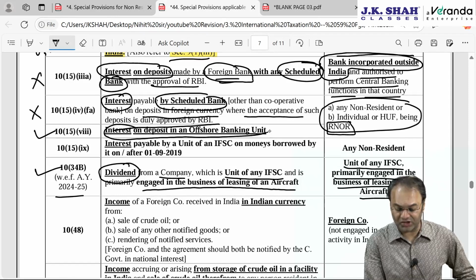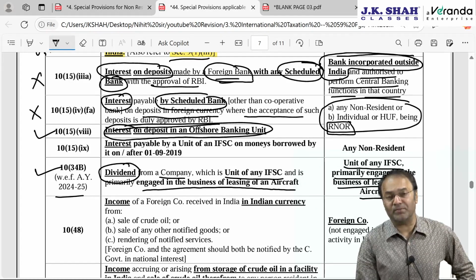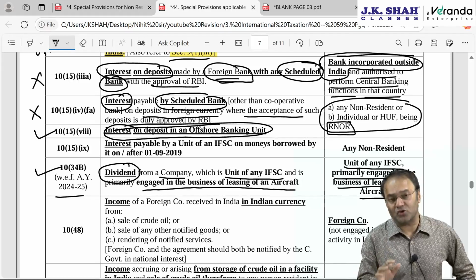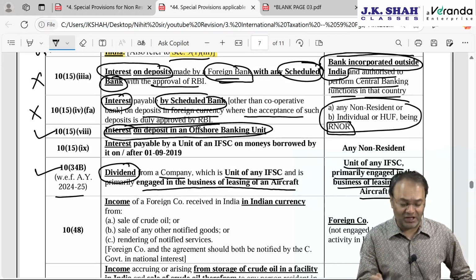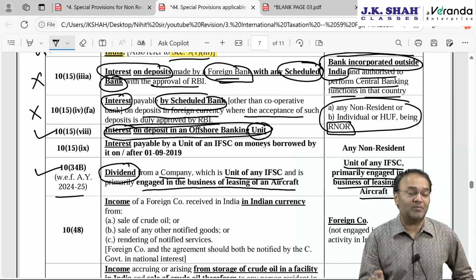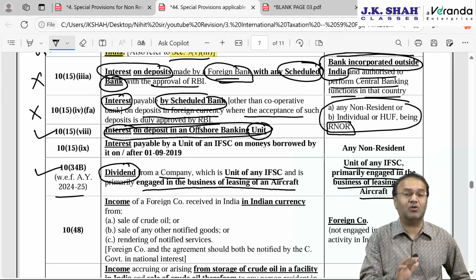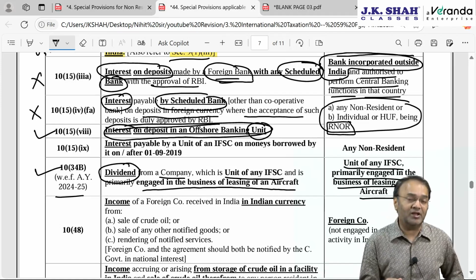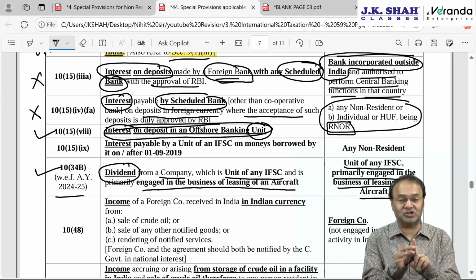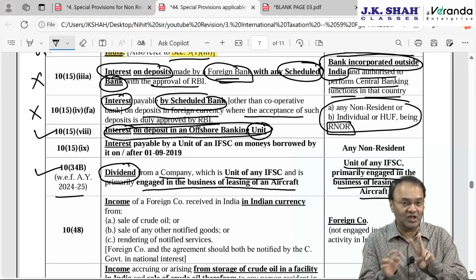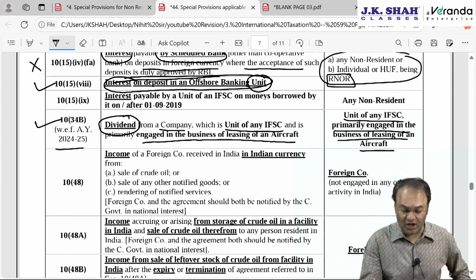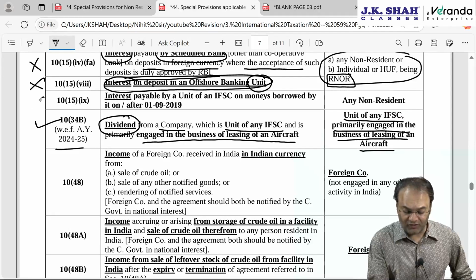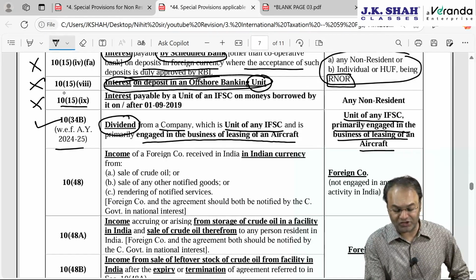Interest on deposits of an offshore banking company. Offshore technically means outside of India, but here offshore does not mean outside of India. Offshore banking unit, unit means branch. Such a banking branch which is located in India only, but it's located in such a place which is considered outside of India, like located in an SEZ area, Special Economic Zone, or located in an IFSC, International Financial Service Center. Unimportant. So I'm striking it off. Cancel. Next one, 10.15 subclause 9 also cancel.